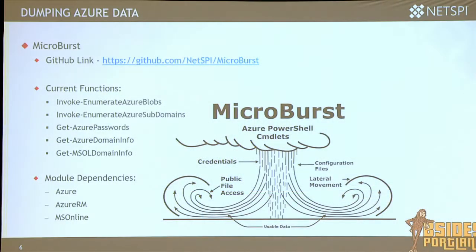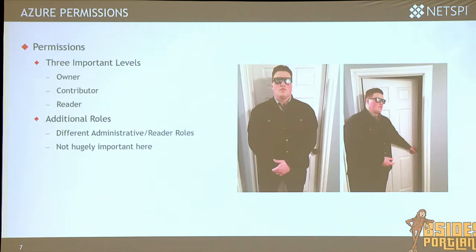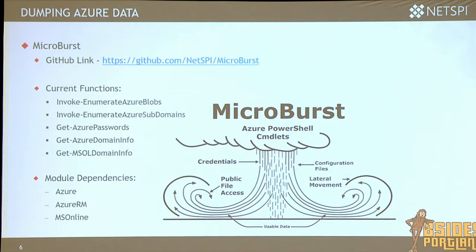So MicroBurst is a GitHub repo that we've got the link for right up here. We'll have links for all of this stuff at the end, and I'll have the slides later. I don't know why it keeps jumping ahead to the next slide. I apologize for that. Anyways, the repository's got a handful of PowerShell scripts that we use to do Azure assessments.